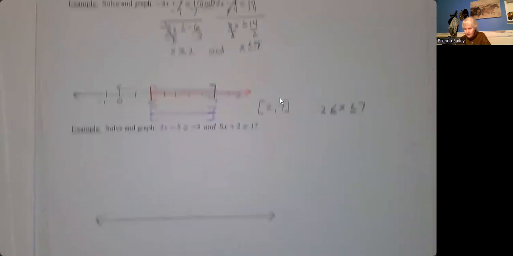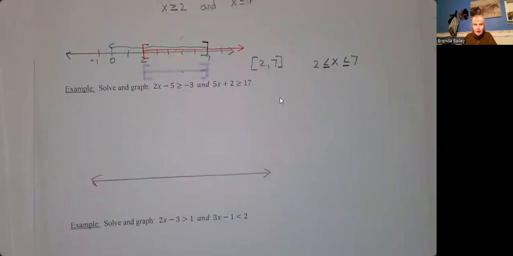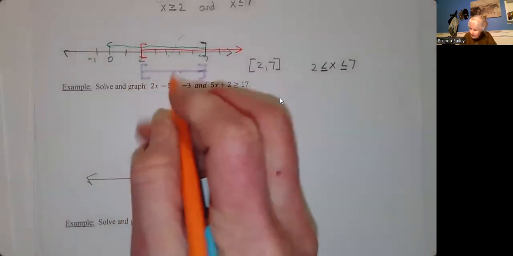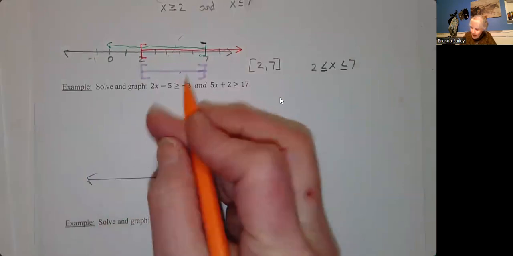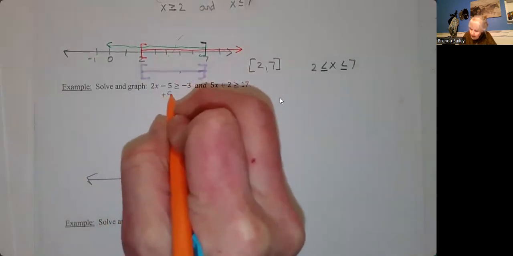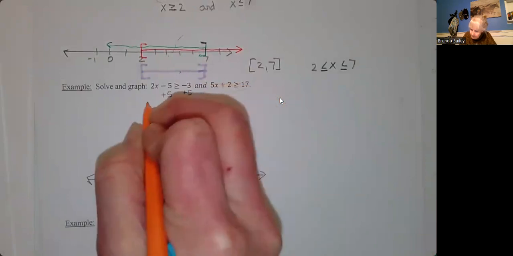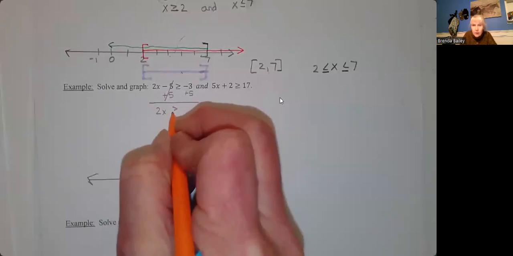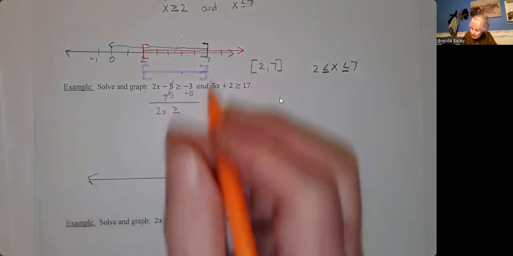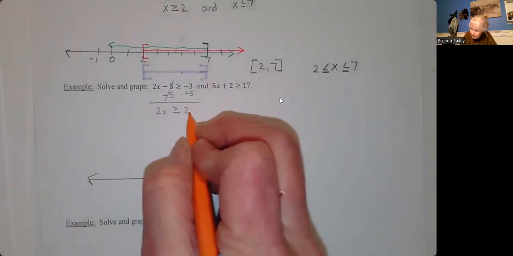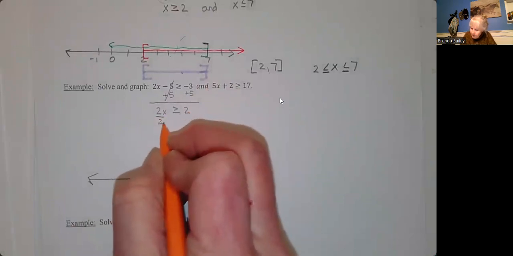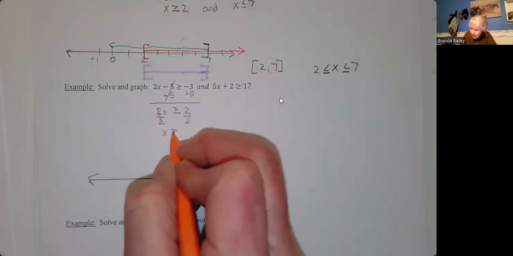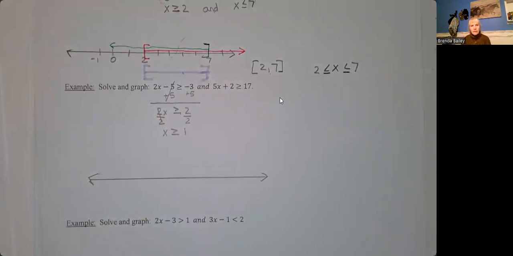All right, let's try another one. Make sure everybody's understanding. Again, this first one, get the x by itself. Get rid of what's being added or subtracted first. So we're going to add 5. Add 5. So 2x greater than or equal to 5 and -3 is 2. Nice. Divide by 2. We're dividing by a positive number, so we're not going to flip the inequality.